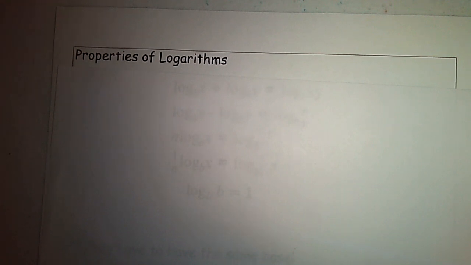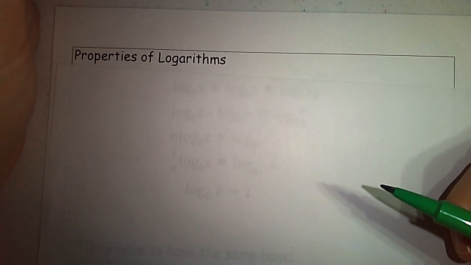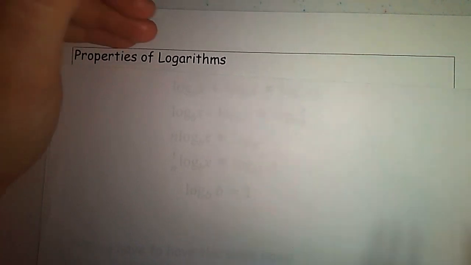Today we are going to talk about the properties of logarithms. There are 5 different properties I'm going to talk about. I would highly recommend writing these down in your notebook because we're going to deal with these properties for the rest of the chapter, so you're going to want to know these. First thing I want to note with all of these properties is that the bases always have to be the same.